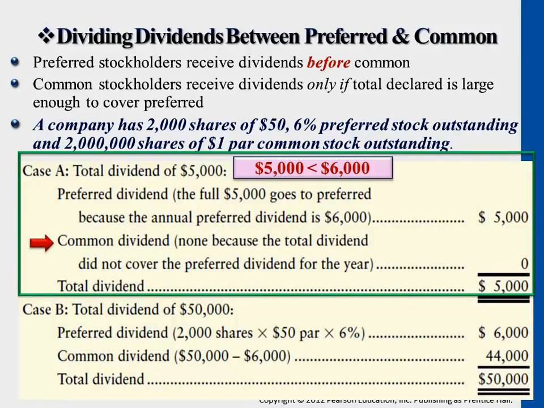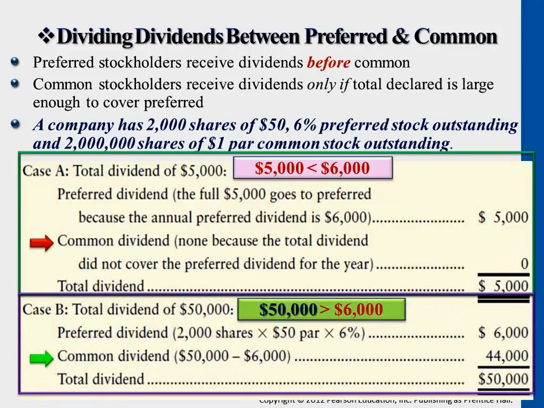The following case is an opposite example. If the company is doing pretty well this year, they got a lot more than they expected, and now they're issuing $50,000 of dividends. Since $50,000 is a lot more than $6,000, there's going to be leftovers after preferred shareholders receive theirs. So the leftovers will fall into common shareholders' hands.